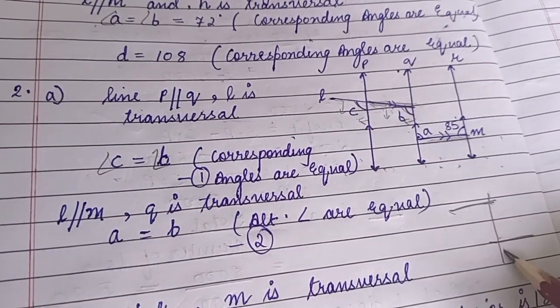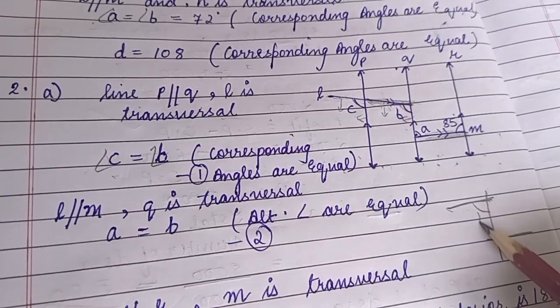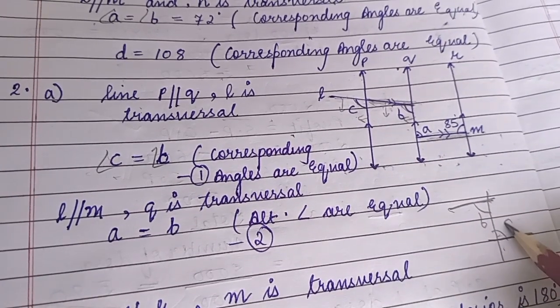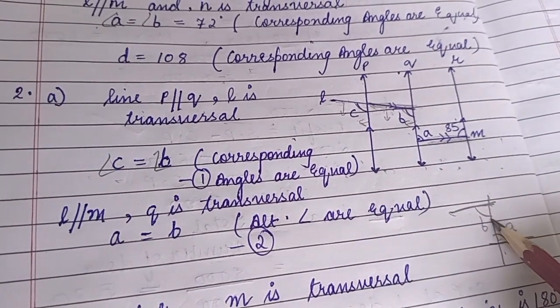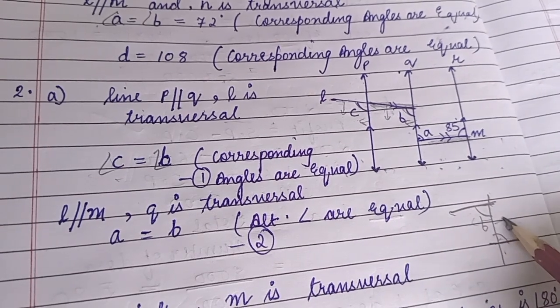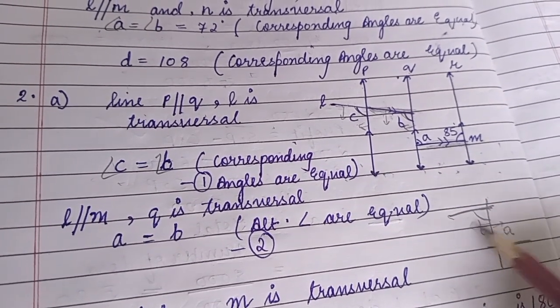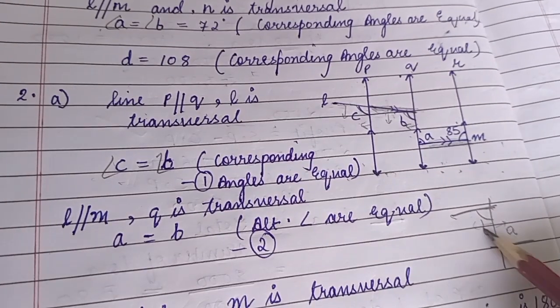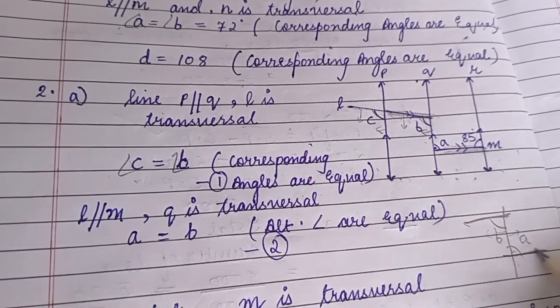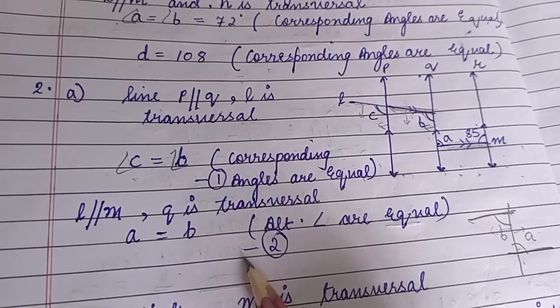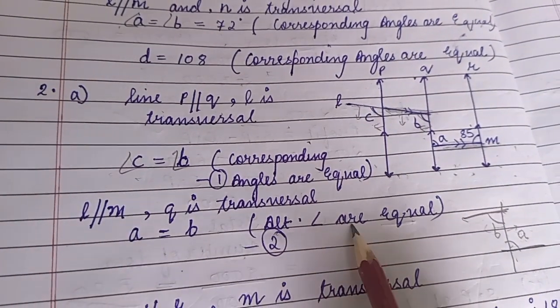Why have I taken this line? Because on this line there is angle B and on this side there is angle A. See, check it out. This is on the left side and this one is on the right hand side. Then they are not on the same side now. They will form the alternate angles. So angle A equals angle B. Why? Alternate angles are equal.